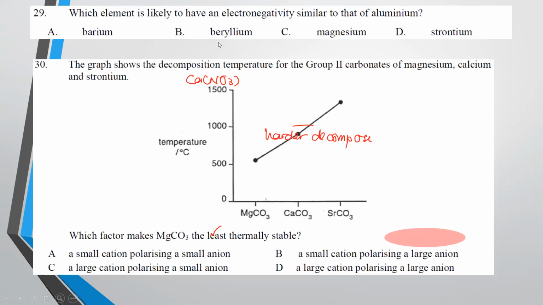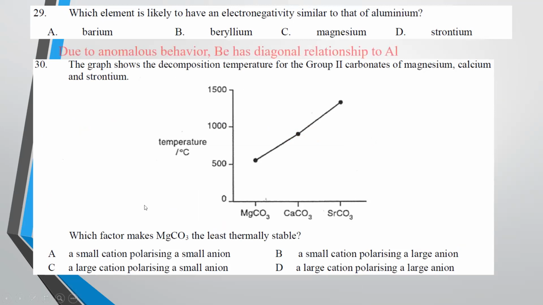Then we go to 29. Which element is likely to have electronegativity similar to aluminium? This one never needed to explain. B is the best answer, beryllium, because of the anomalous behavior.